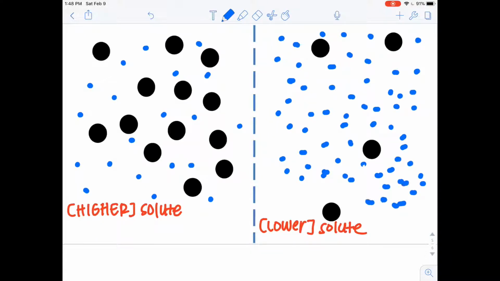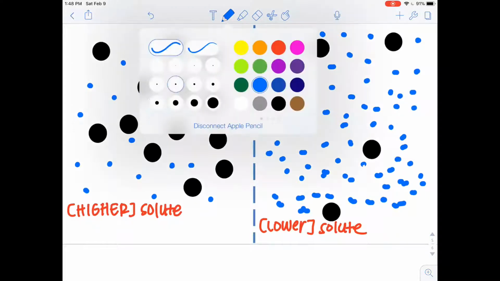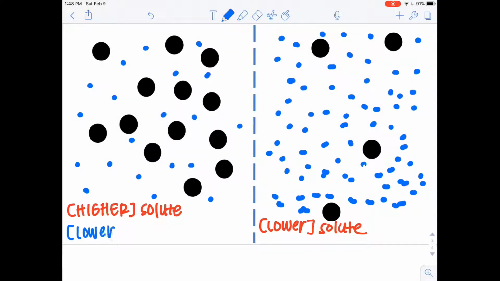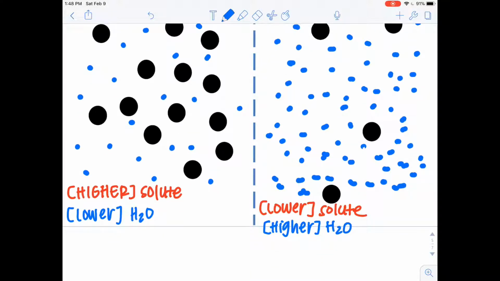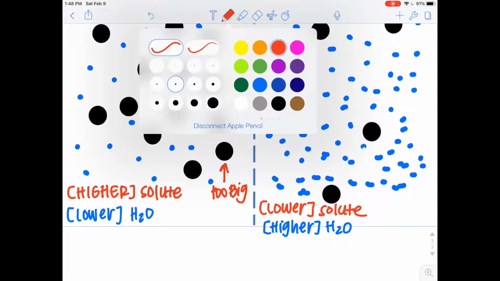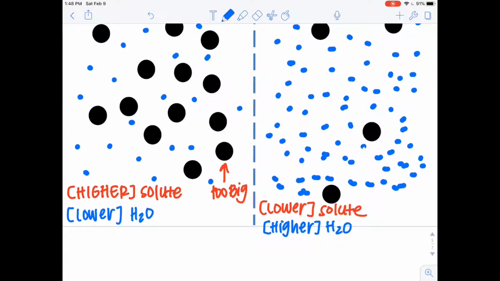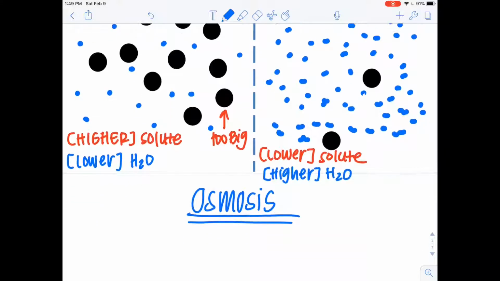However, on the left, we're going to have a lower concentration of solvent molecules or water molecules, and on the right, we're going to have a higher concentration of solvent molecules or water molecules. As you can see, the solute particles are too big to pass through the semipermeable membrane. Therefore, the process we're going to use is osmosis, where the water molecules are going to move from a high concentration to a low concentration.